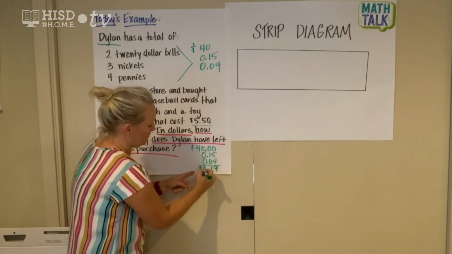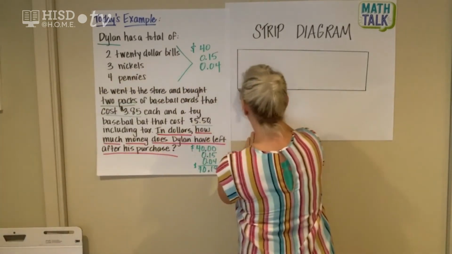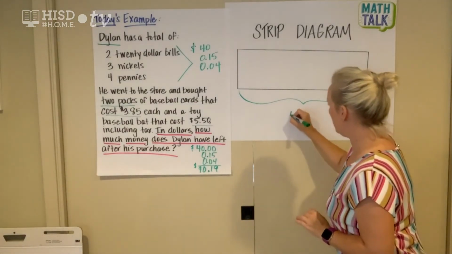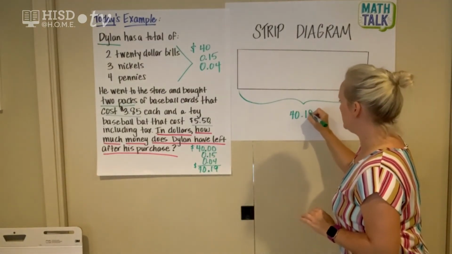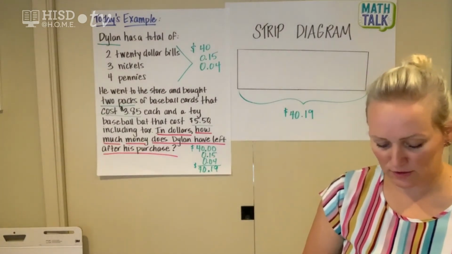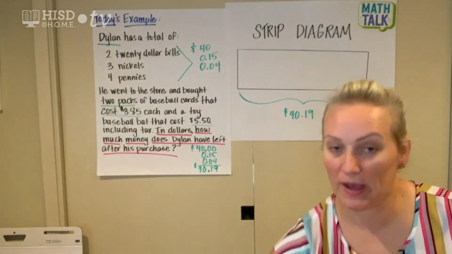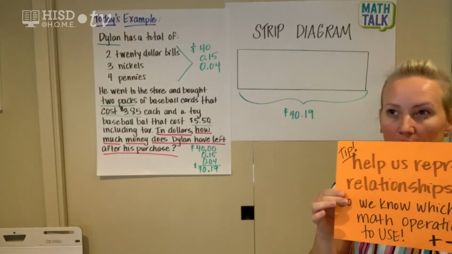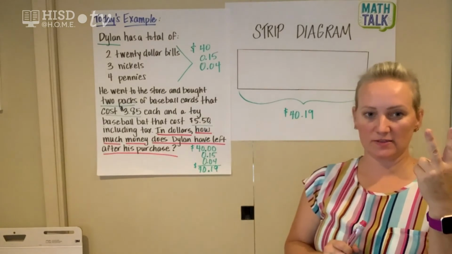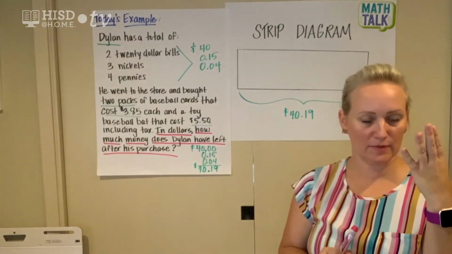All zeros and 40. So I know that his total that he has is $40.19. And that $40.19 represents the total of something that happened. So back to our strip diagram. Let's think about what we have. So he got 2 packs of baseball cards, a baseball bat, and then he got some money back, right?